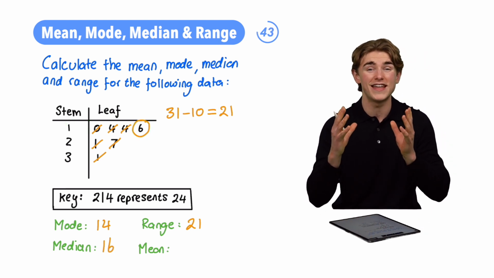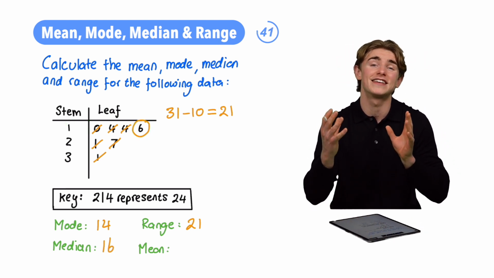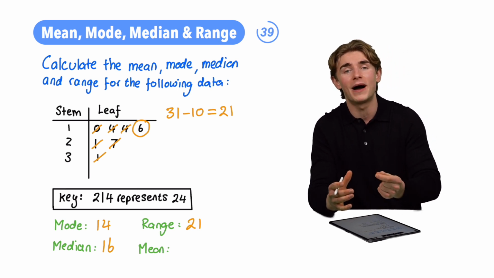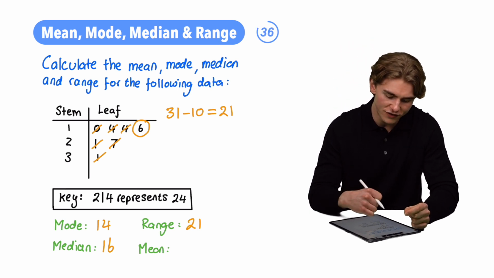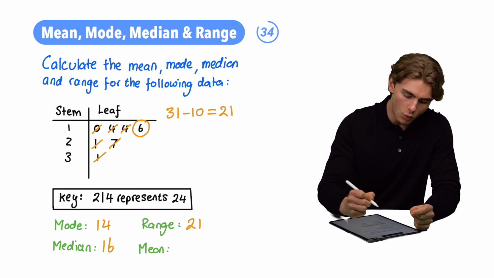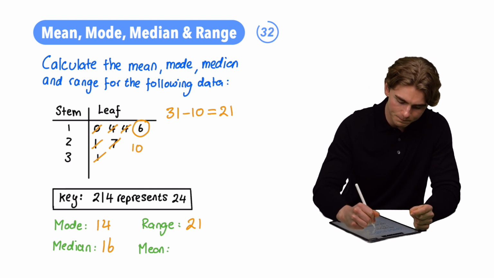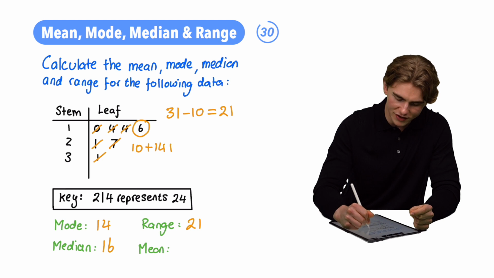Finally, our mean. This one is definitely going to be the meanest. What are we going to do? We're going to add together all of our values and divide by the number of numbers that we have. So converting all of these into numbers and adding them together, what are we going to have? We're going to have 1 line 0, which is 10, plus 14, plus 14, plus 16, plus 21, plus 27, plus 31.